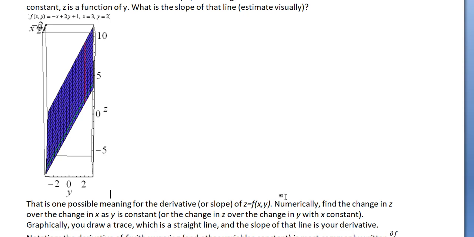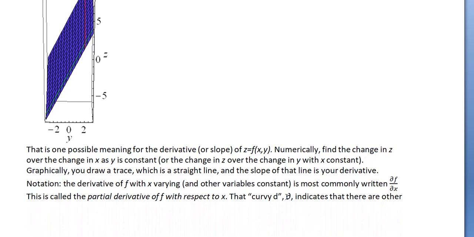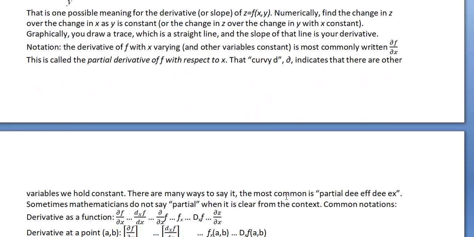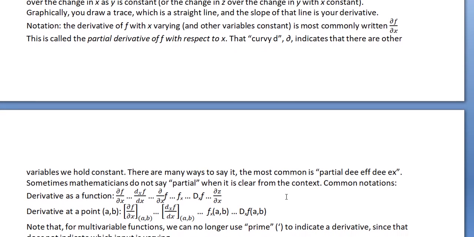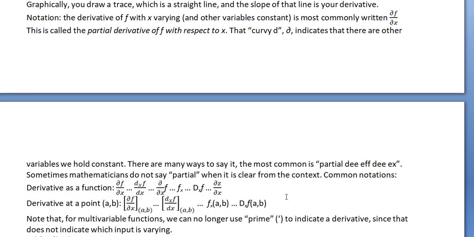So what's the notation for this thing? Notation for derivatives. The derivative of the function f with x varying and other variables constant is most commonly written as this notation right here, df dx, but you'll notice that the d is curvy. So this is called the partial derivative of f with respect to x, and that curvy d indicates that there are other variables that are being held constant.